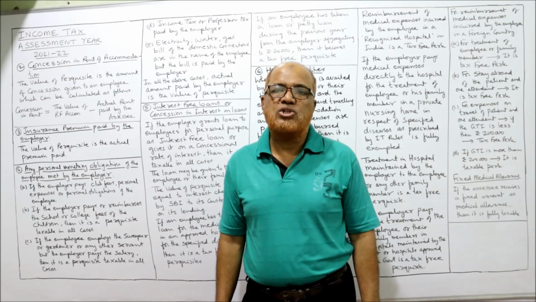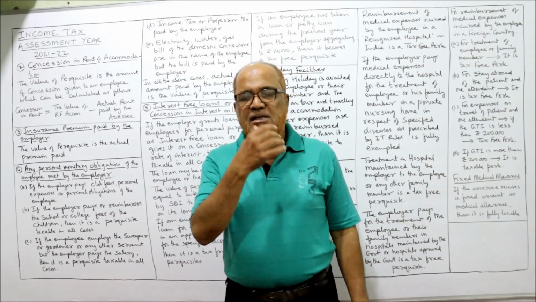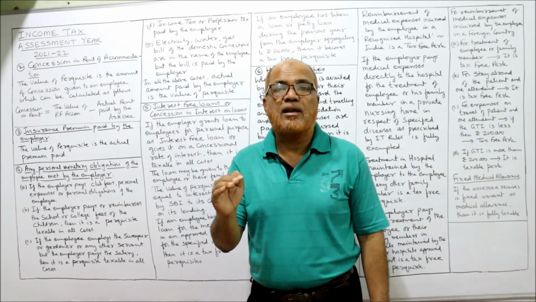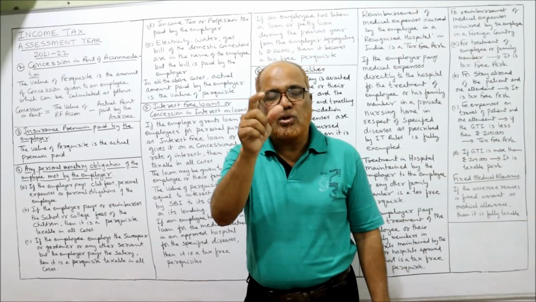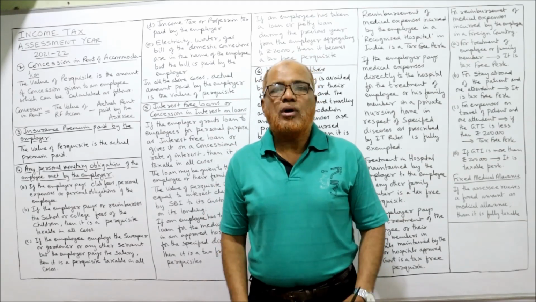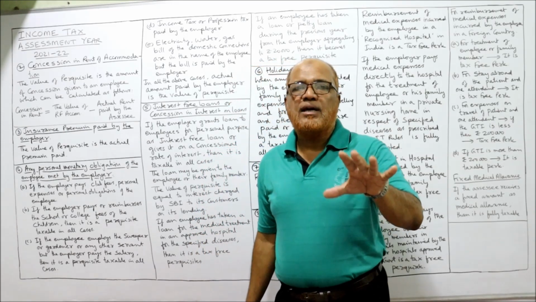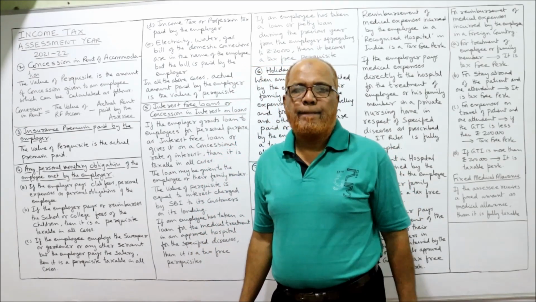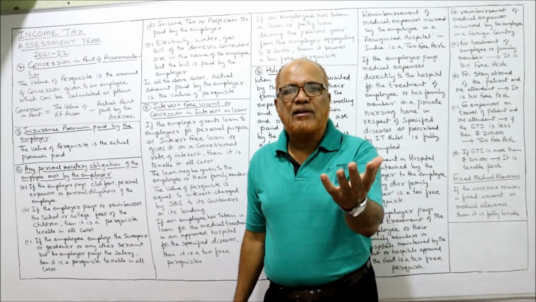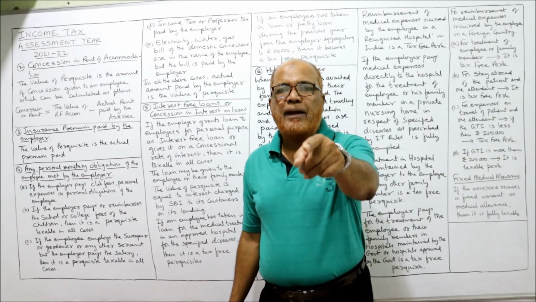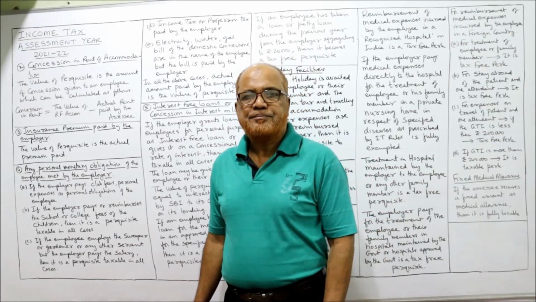The Income Tax Act says if an employer provides accommodation at a concessional rate, that concession is also a taxable perquisite. So how do we find the value of this perquisite? We have to treat the accommodation as completely rent-free and calculate the value. From that value, deduct the rent paid by the employee.